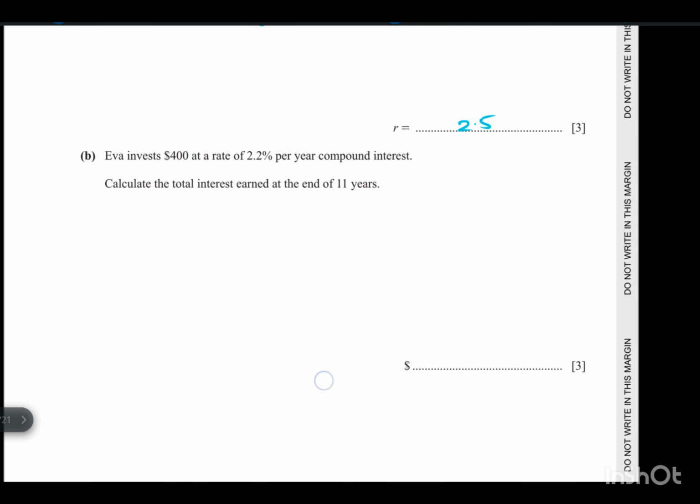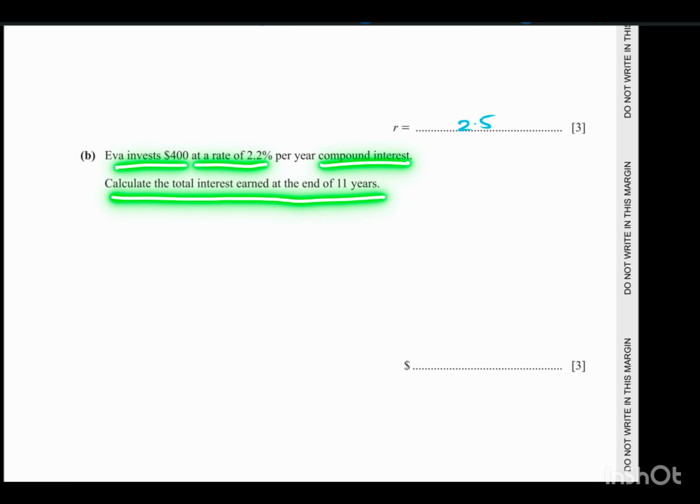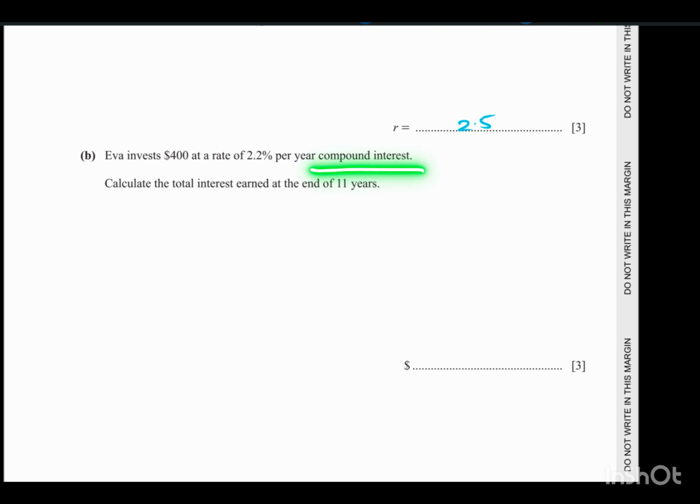Question B. Eva invests $400 at a rate of 2.2% per year compound interest. Calculate the total interest earned at the end of 11 years. So it's a direct question. We have to find out the amount using the compound interest formula, then subtract it with the original amount principal, and you'll get the total interest earned.